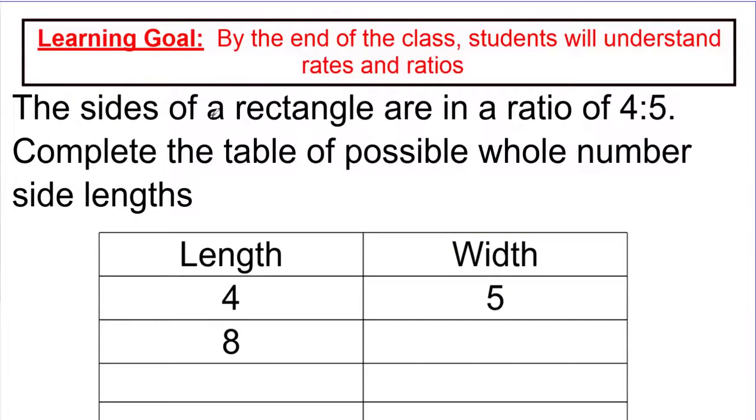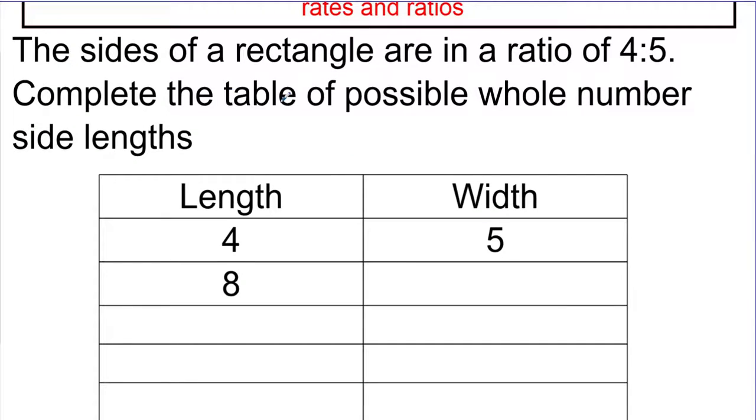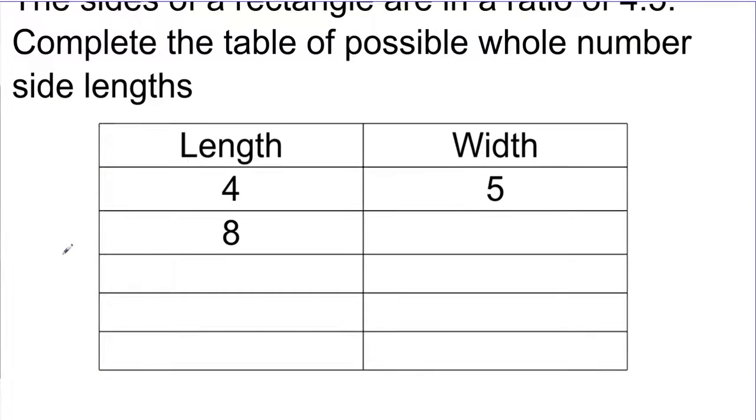This is just organization-wise. It says the sides of a rectangle are in a ratio of 4 to 5. We can write the same information, instead of writing it as colon notation, in fraction notation or word notation. Sometimes it's also in a table, right? So the ratio of length to width was 4 to 5 in the sides of this rectangle. So if they're saying complete the table of possible whole number side lengths, and this is the first few, obviously.